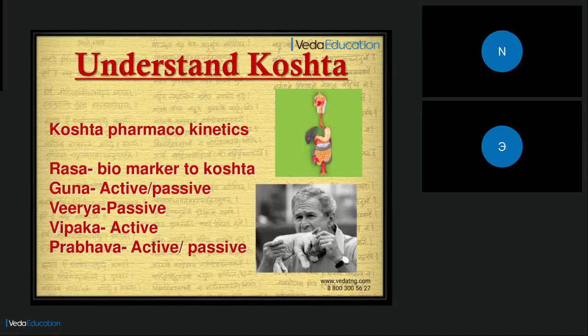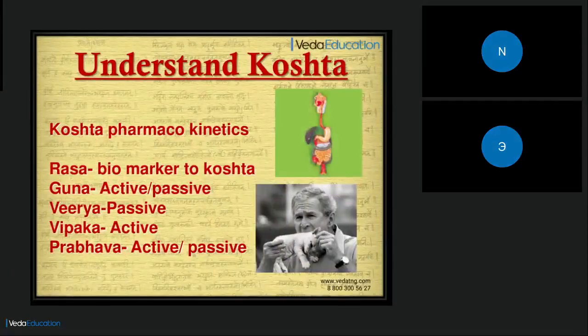This internal area is called Koshtha. The gut is called Koshtha, and it has its own pharmacokinetics. You already know what happens when we take food. It has different rasa, then guna, virya, vipaka, even prabhava. So in the transforming response zone, based on different rasa, guna, virya, etc., a drug, a food, whatever, will respond according to the need of the body.